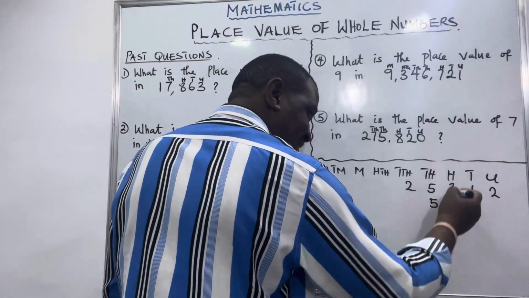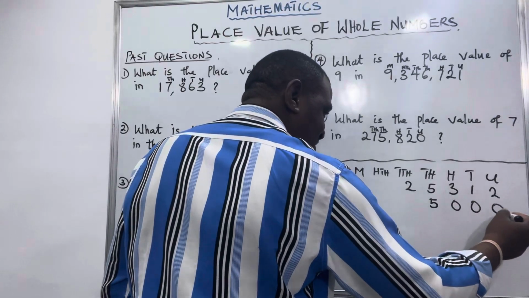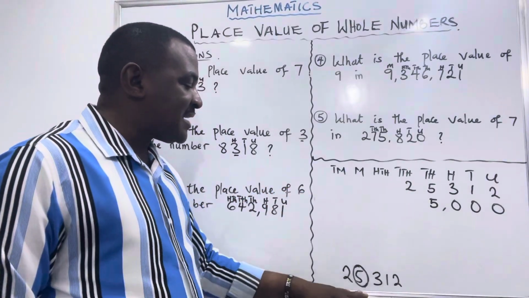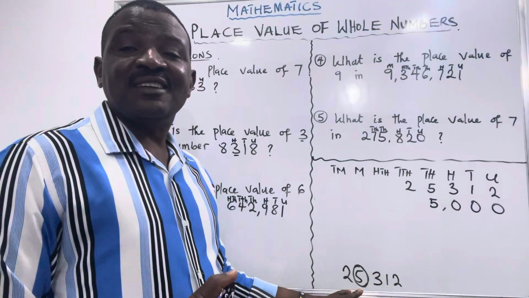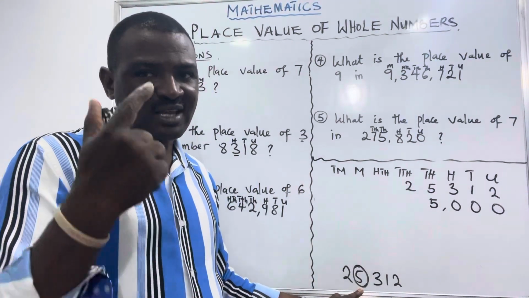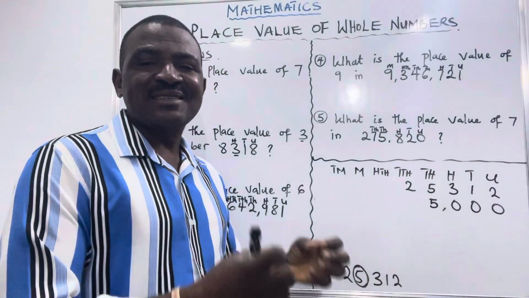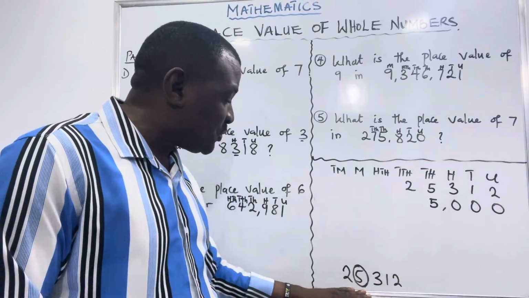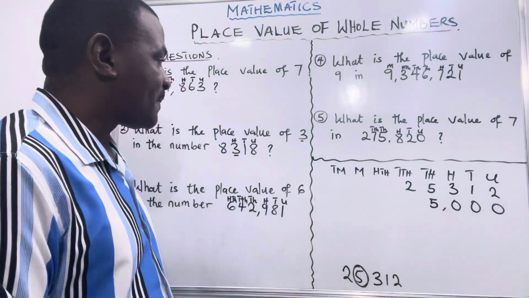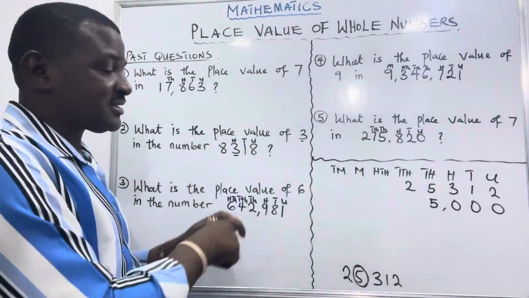Don't disorganize the arrangement. Under here has 0, under here has 0, under here has 0. What is this? 1, 2, 3. This is 5,000. So the value of 5 is what? 5,000. It is not an ordinary 5. It is actually 5,000. That is the value of this 5 in the middle of this number, 25,312.